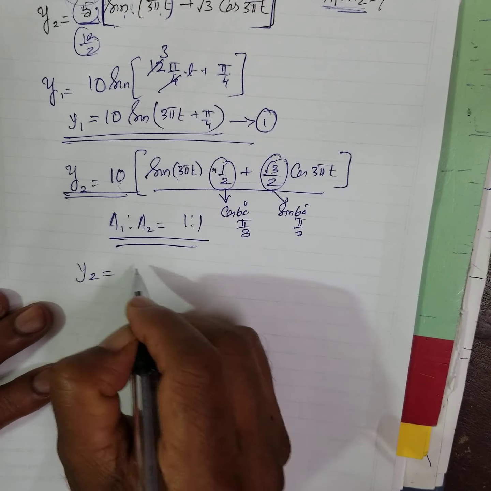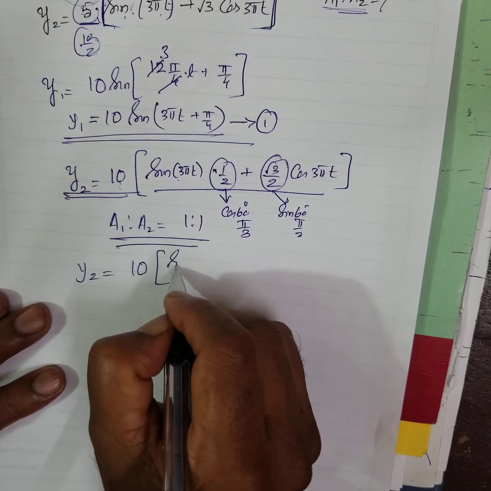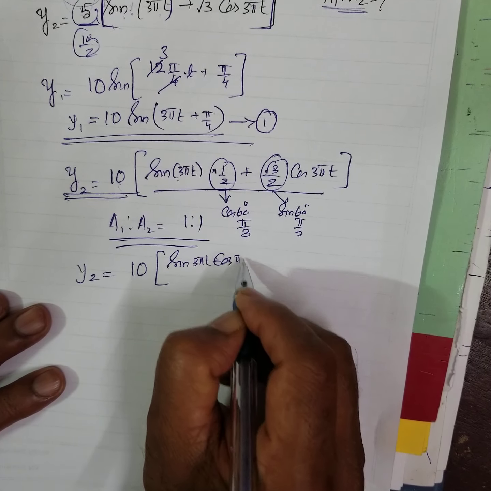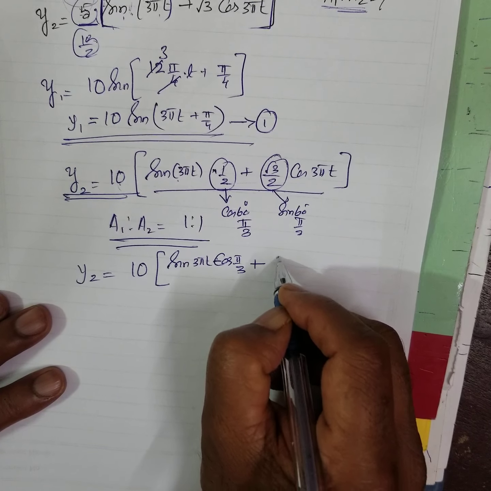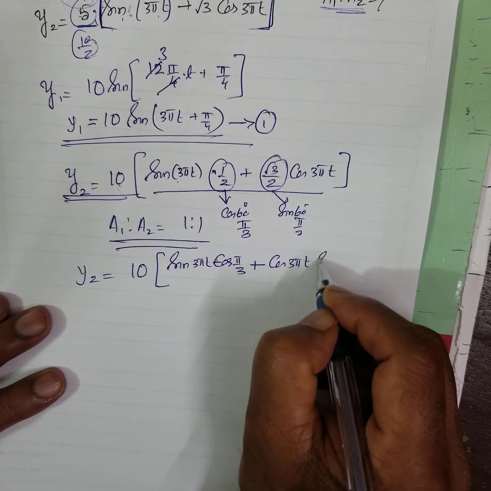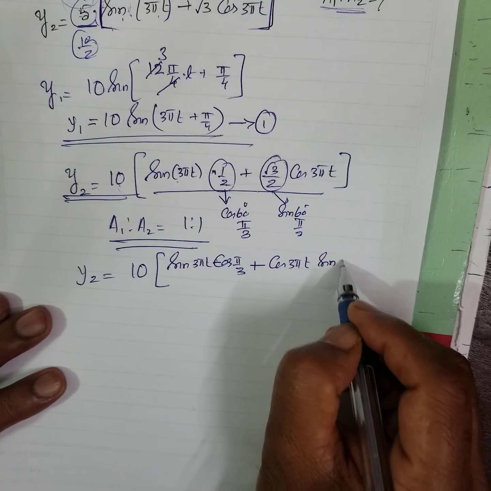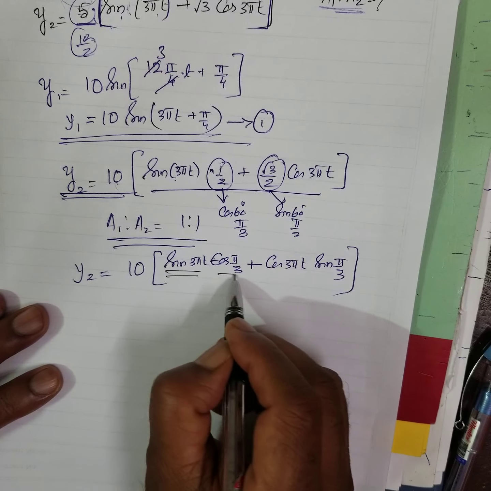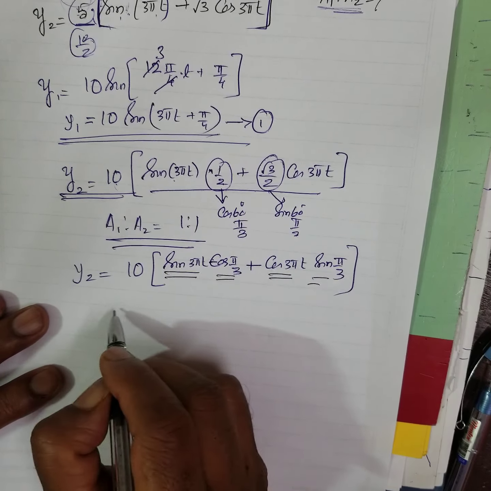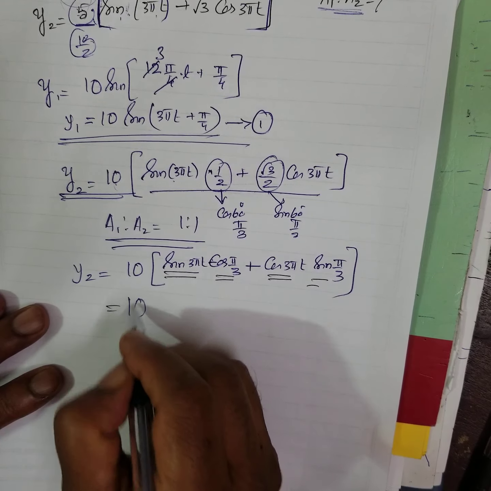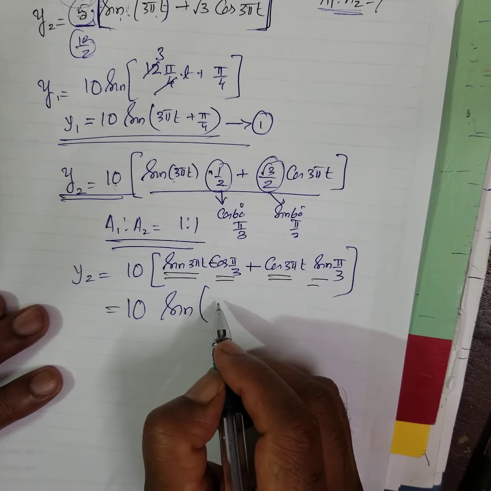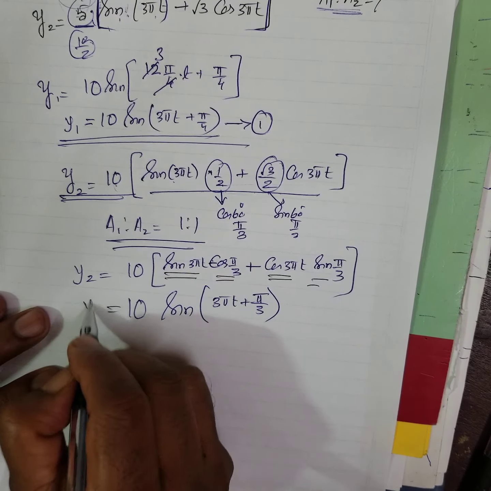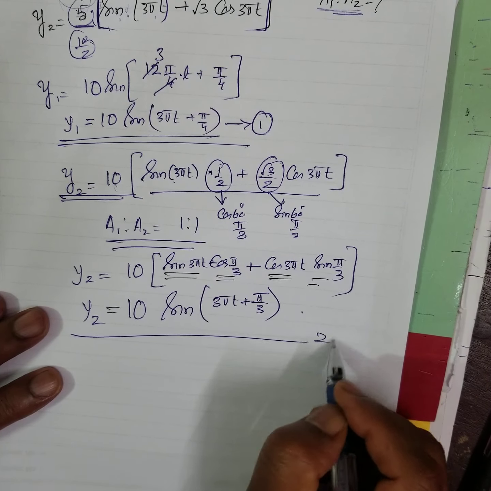Therefore, y2 can be written as 10 sine 3 pi t into cos pi by 3 plus cos 3 pi t sine pi by 3. What is this value? Sin A cos B plus cos A sin B. Therefore, what you get is 10 sin of A plus B, that is 3 pi t plus pi by 3. This is y2, the second equation.